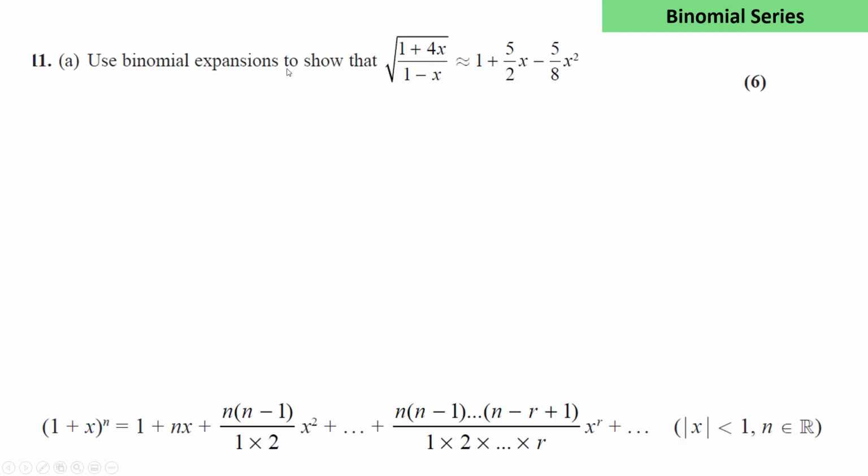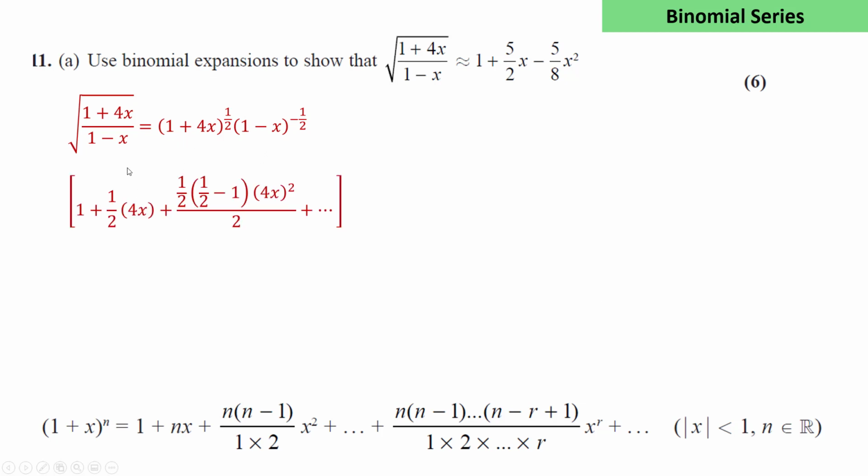We're asked to use binomial expansions to show that the square root of (1 plus 4x) over (1 minus x) is approximately 1 plus 5 over 2 x minus 5/8 x squared. We have the formula from the formula booklet at the bottom of the page. The first job is to rearrange this expression into a form whereby we can use the expansion below. We write this expression as (1 plus 4x) to the power of plus a half times (1 minus x) to the power of minus a half. And we're going to apply the binomial expansion for each of these terms separately.